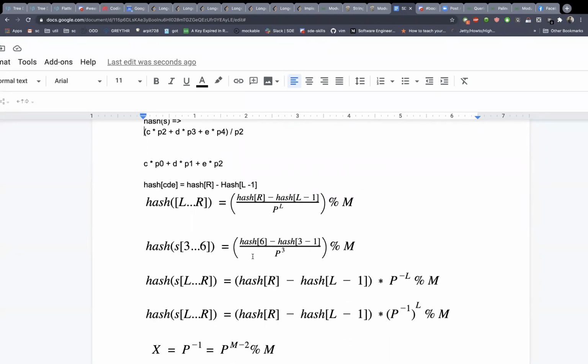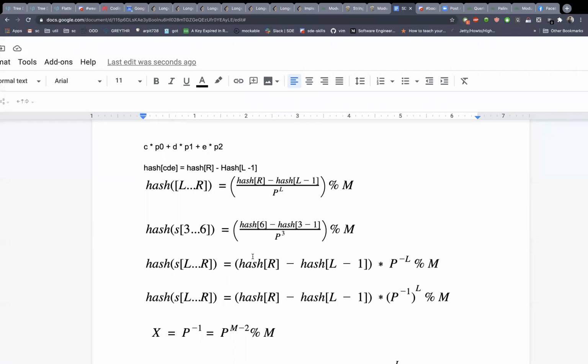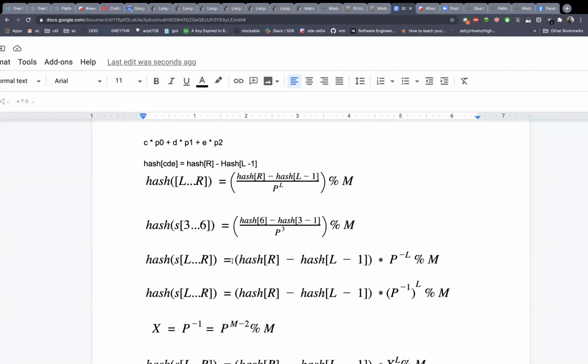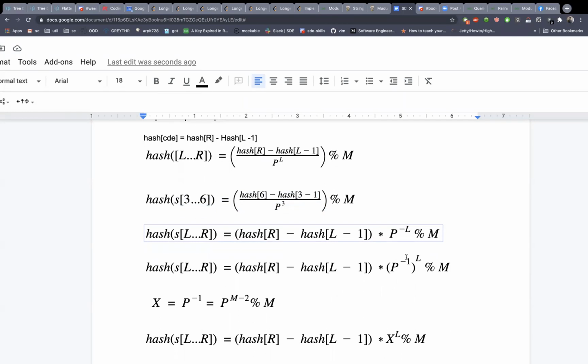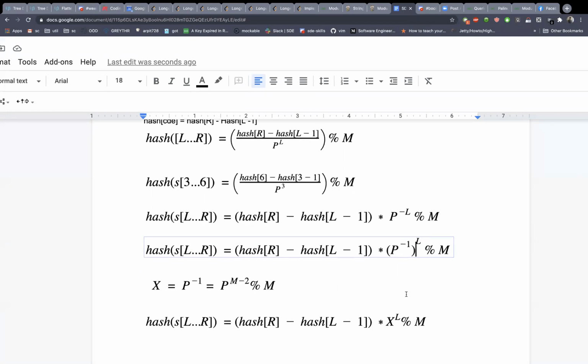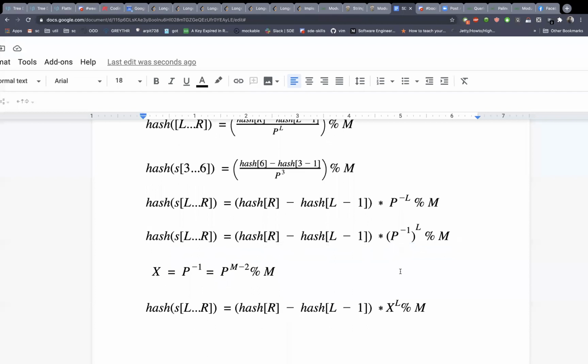Now we will proceed further. This formula which we have written over here, we can write as hash into P raised to minus L. And P raised to minus L can be written as P raised to minus 1, to the power L. That's clear, right? So now we have represented the above equation in this format.